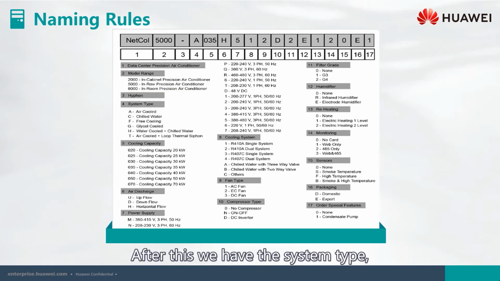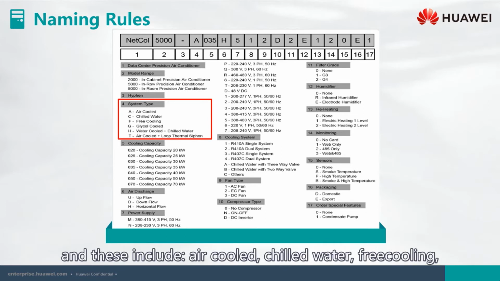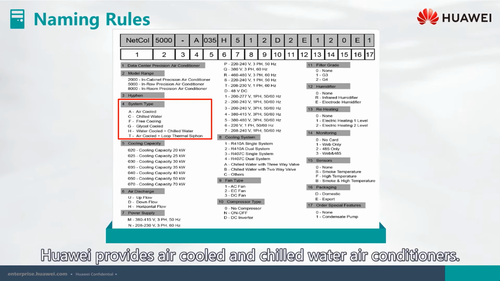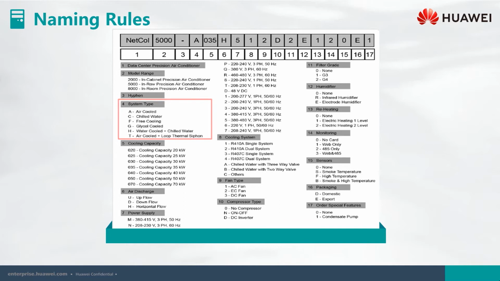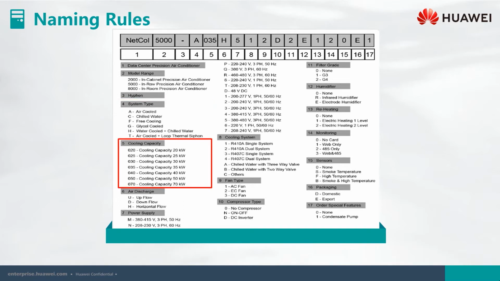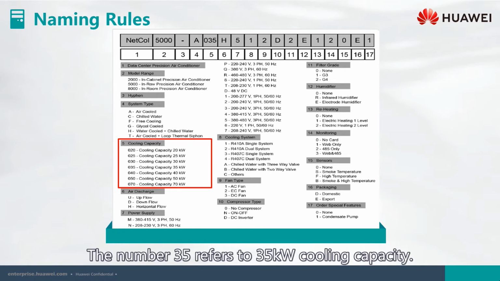After this, we have the system type, and these include air-cooled, chilled water, free cooling, glycol cooling, and other types of system. Huawei provides air-cooled and chilled water air conditioners. The next factor is cooling capacity. The number 35 refers to 35 kilowatt cooling capacity.